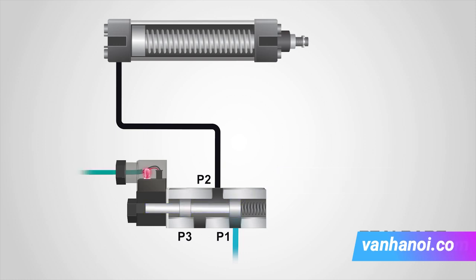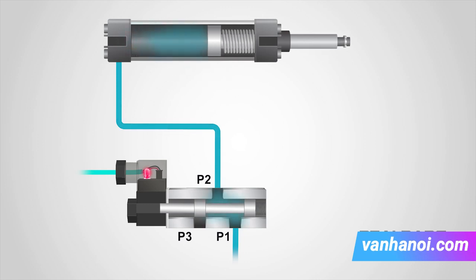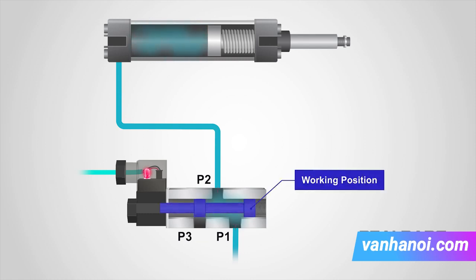Now imagine we operate the actuator. We would see the spool change position and the cylinder extend. This is because the spool has moved position, unblocking port 1 and simultaneously blocking port 3, resulting in allowing airflow from port 1 to port 2 while blocking the exhaust. This is known as our working position.